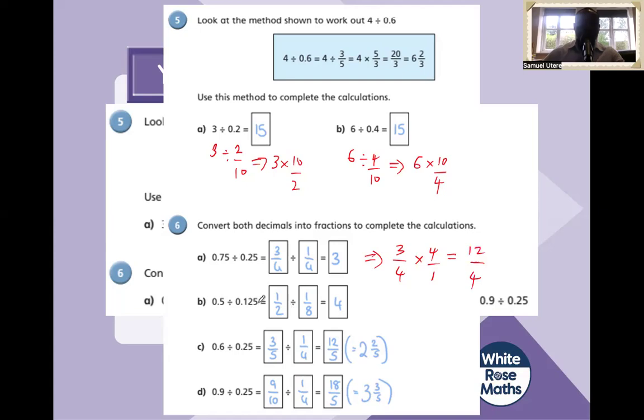For this one, we know when we learned about thousands in year 7, we know that 0.125 is 125 over 1000, which is 1/8. So you know your eighths and thousands. So this will be half times 8 over 1, because we know dividing by a fraction is the same thing as multiplying by its reciprocal. So this will become 8 over 2, which is 4.